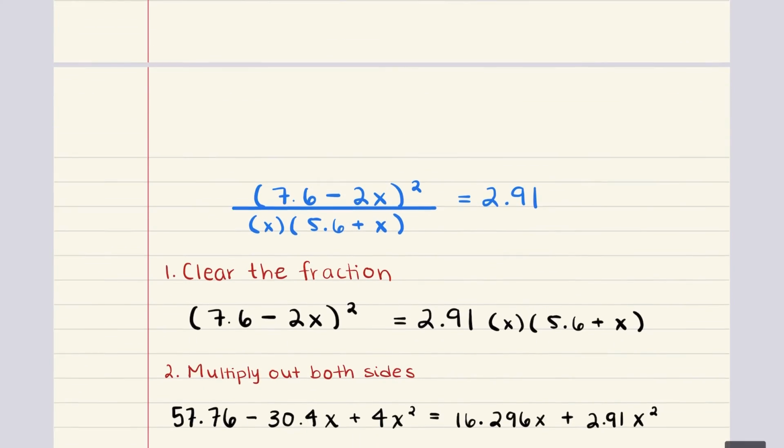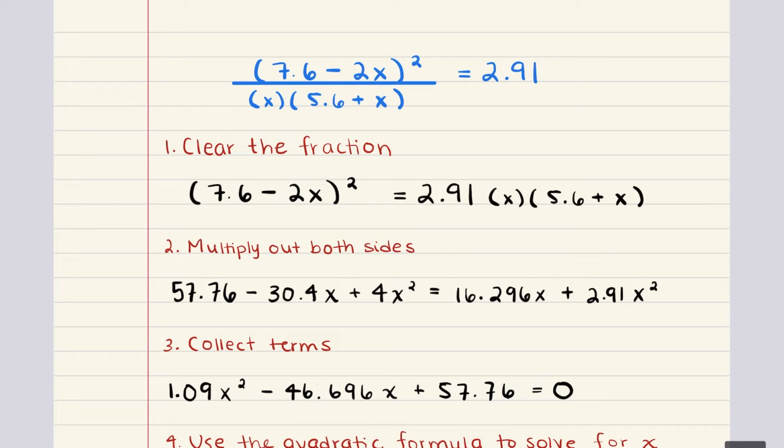Let's go ahead and begin to solve this. So what we have for our equilibrium expression is that (7.6 - 2x)² divided by x multiplied by (5.6 + x) is equal to 2.91. And we want to go ahead and solve for x. The first step we want to do is clear the fraction. We want to clear the fraction by multiplying both sides by the denominator.